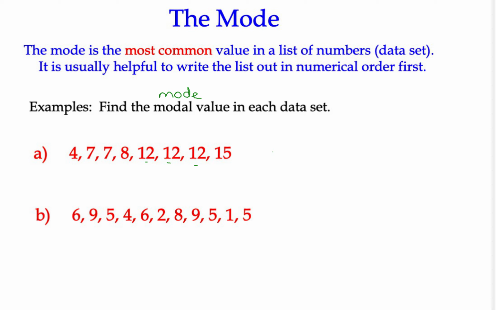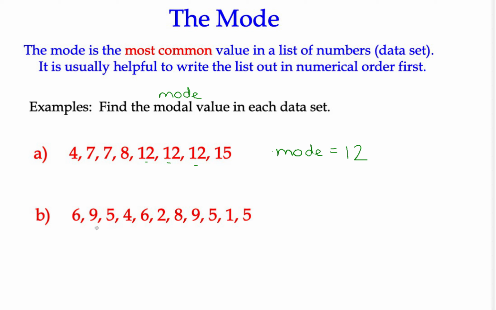So we could write down at the side or underneath, mode equals 12. And what I would always expect you to do is to write down the list of numbers that you're using first of all, so that it's quite clear what the answer is for. So don't ever just write down the answer. You're always going to write down the data set first of all.